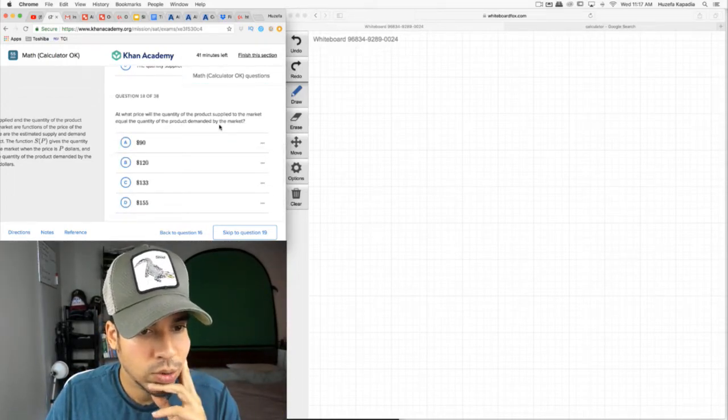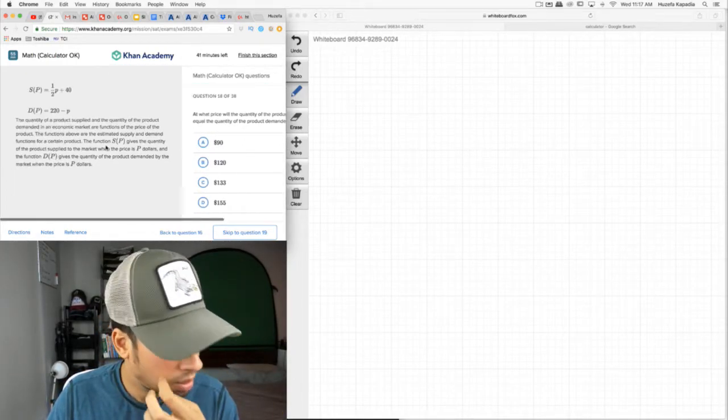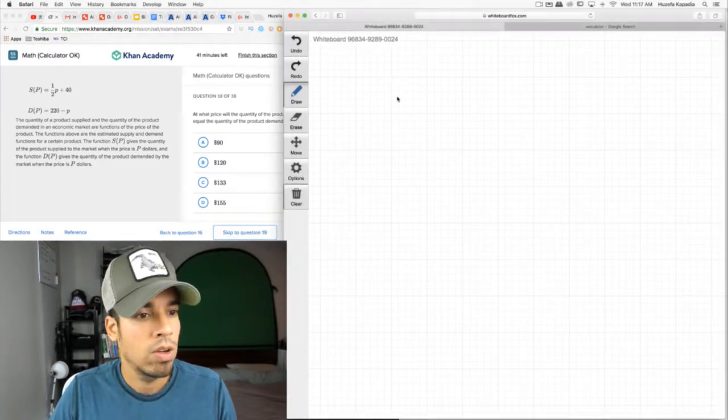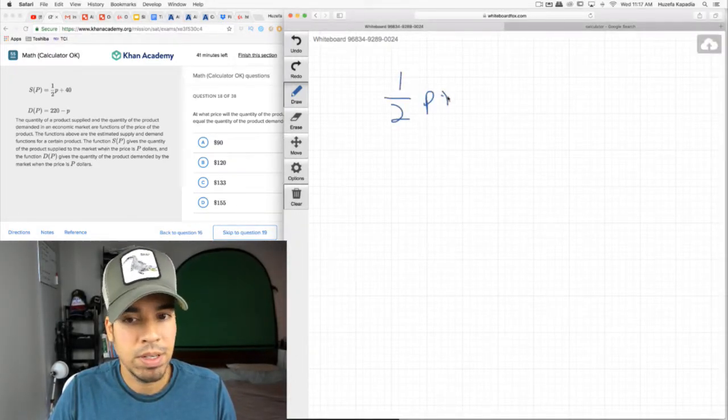Next, at what price will the quantity of the product supplied to the market equal demand? All right, so we've got to set these equal to each other. 1/2 p plus 40.